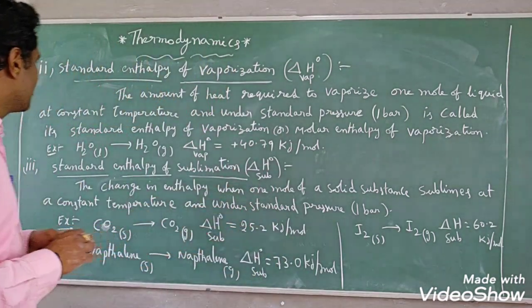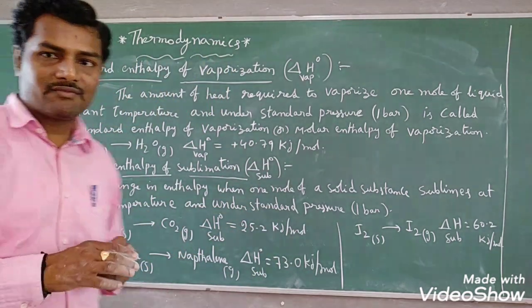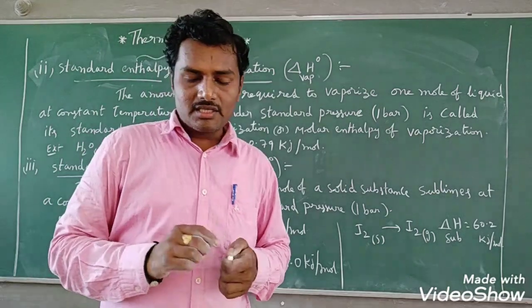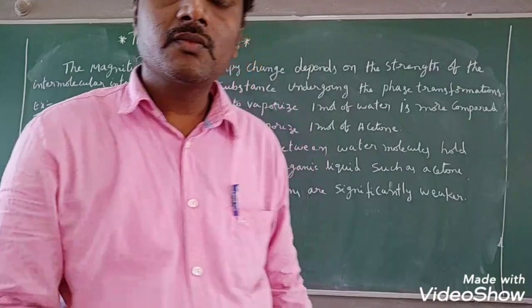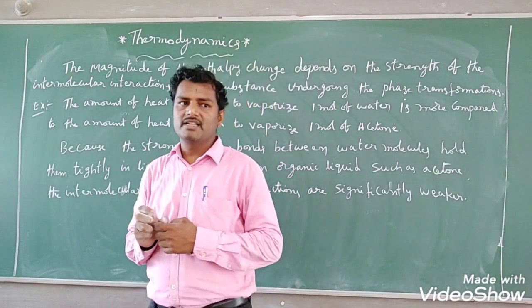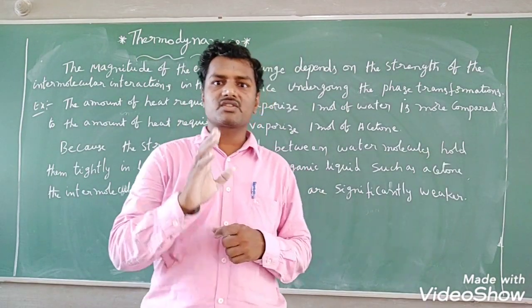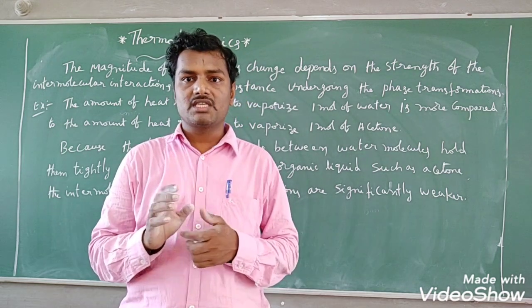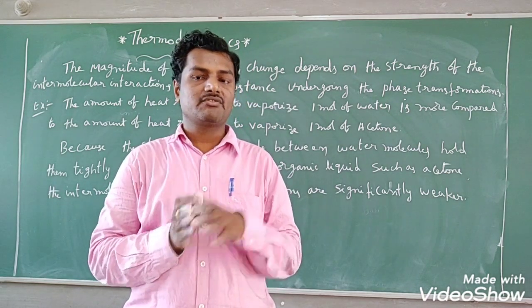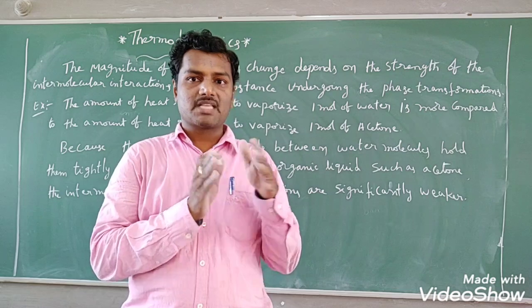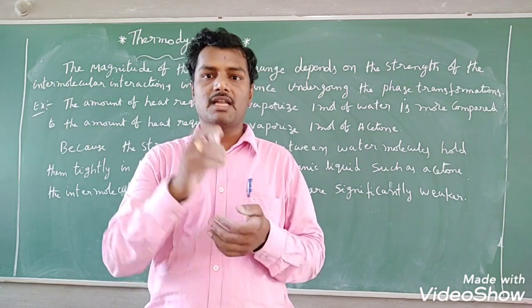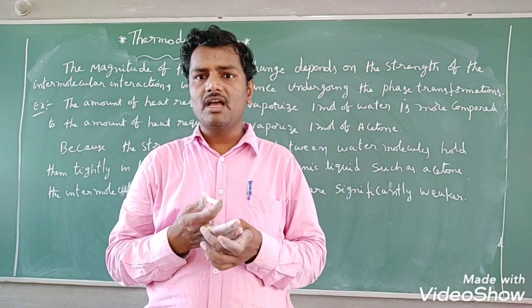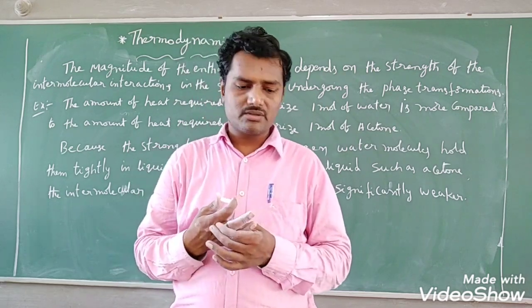These are some examples for various forms of standard enthalpies, right? And this continuation we will see. First copy this. Here we have discussed various types of standard enthalpy changes, that is, standard enthalpy change of fusion, sublimation, and freezing, even vaporization. We have discussed some examples also, right, students?